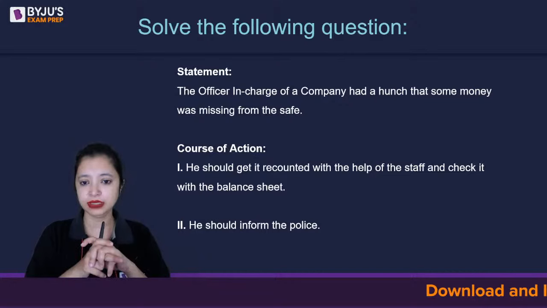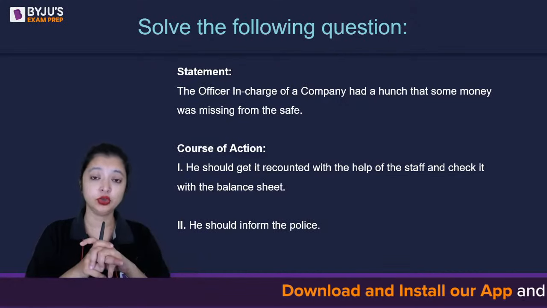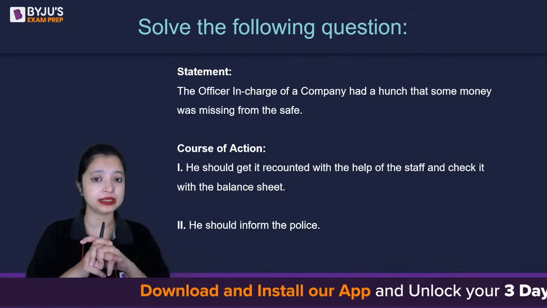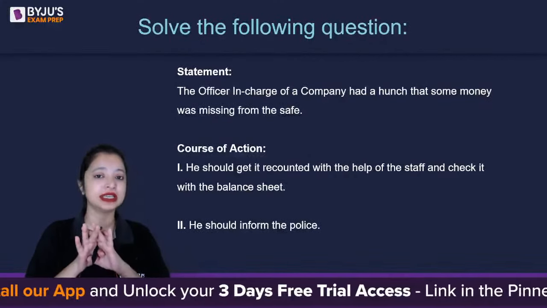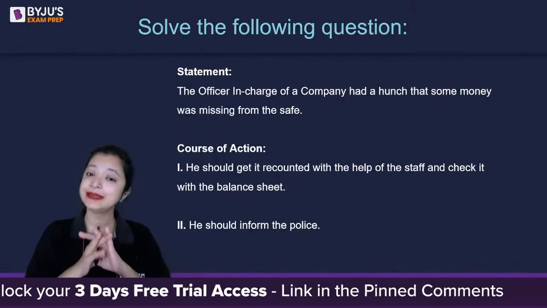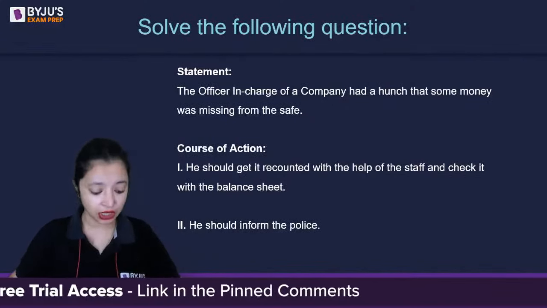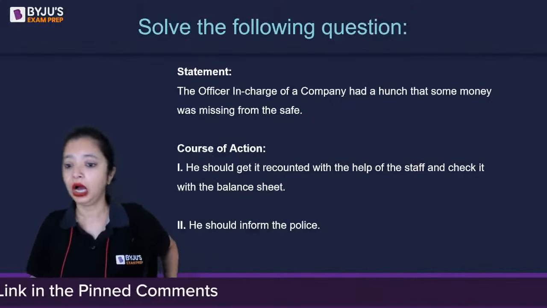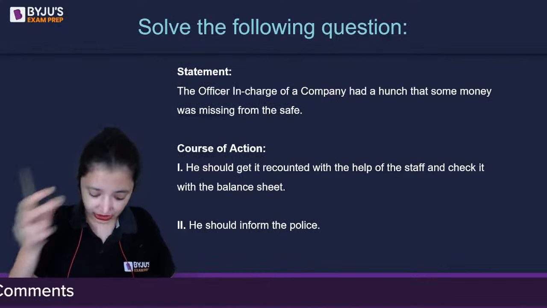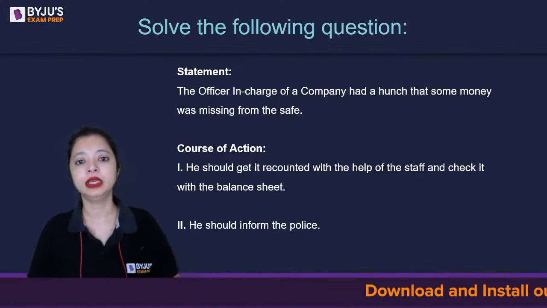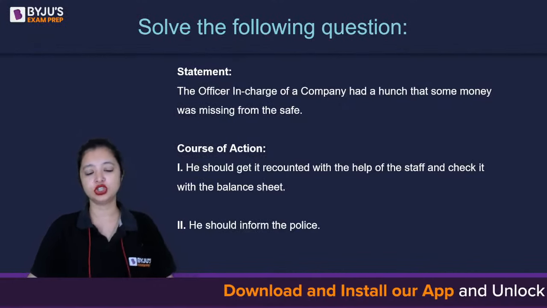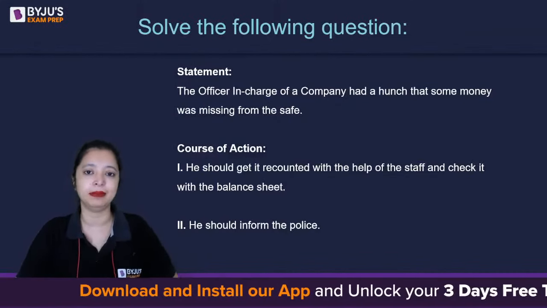You know what the question means? Again, if you fail to understand the question, you're going to mark the answers incorrect. ये सबसे बेसिक कंसेप्ट है क्रिटिकल रीजनिंग के साथ में. किसी भी तरीके का क्रिटिकल रीजनिंग क्वेश्चन हो, if you fail to understand the question, आपको अगर वो पैराग्राफ ही समझ में नहीं आया, आप गलत मार्क करेंगे. Hunch means he has a doubt. The officer in charge of the company has a doubt that some money is missing.